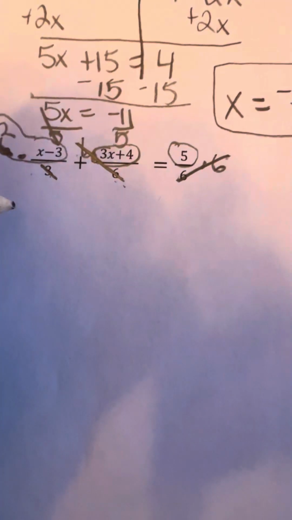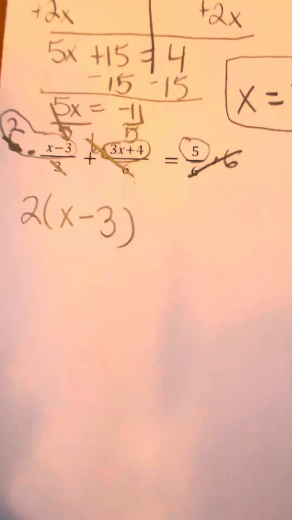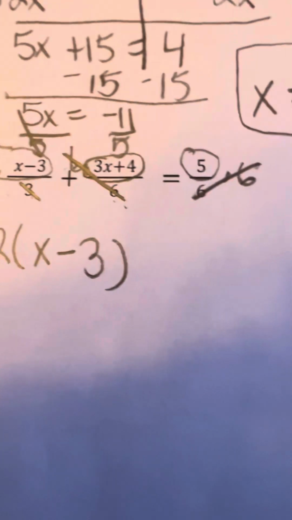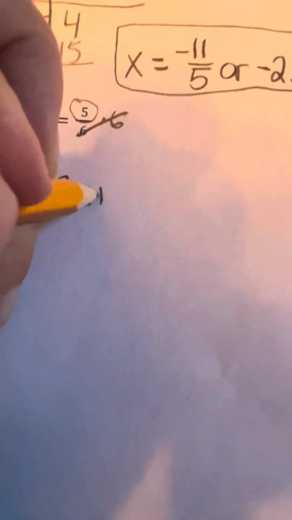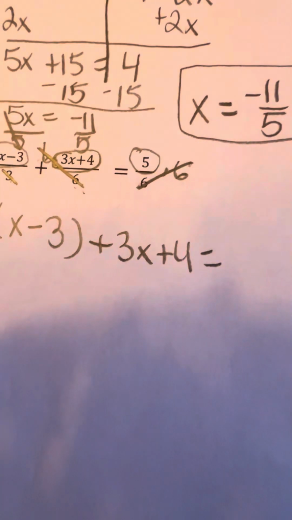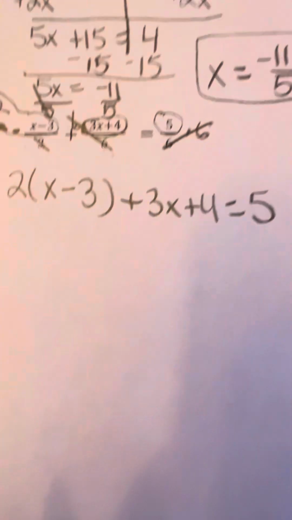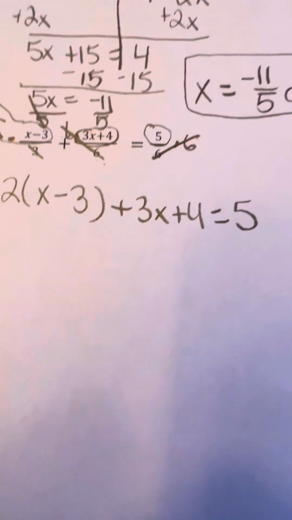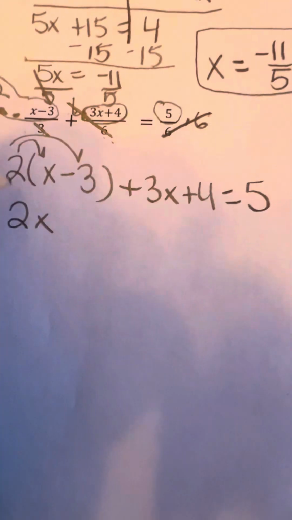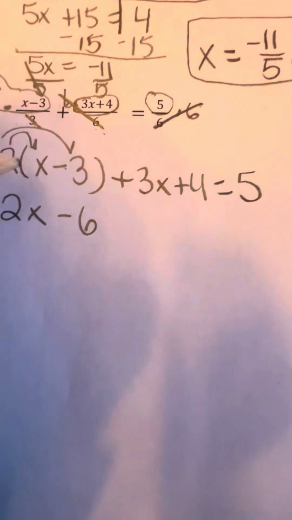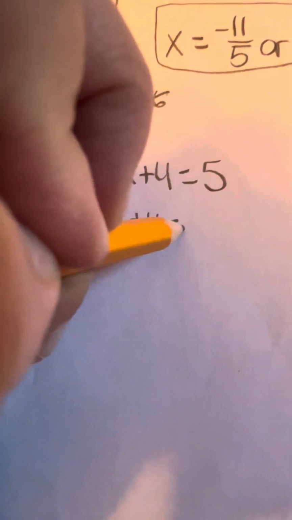So this is going to turn into 2 times, and then in parentheses, x minus 3, because that was originally there. We have a 3x plus 4, so we're going to put that in there too, 3x plus 4. And then over on the other side, we have just the 5 remaining. And now this looks like a normal multi-step equation. So we're going to do the distributive property. 2 times x is 2x, 2 times negative 3 is negative 6. And then the rest of this, plus 3x plus 4, equals 5.